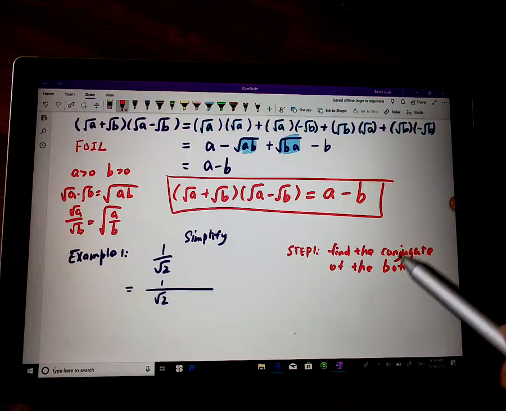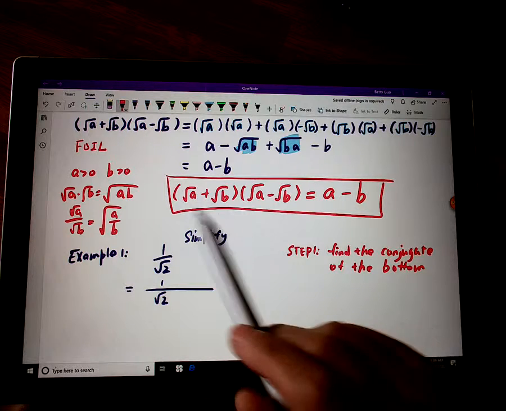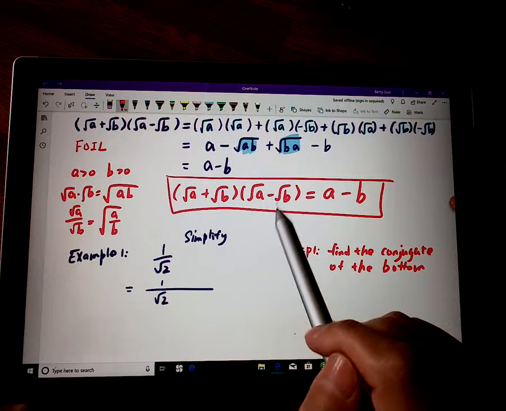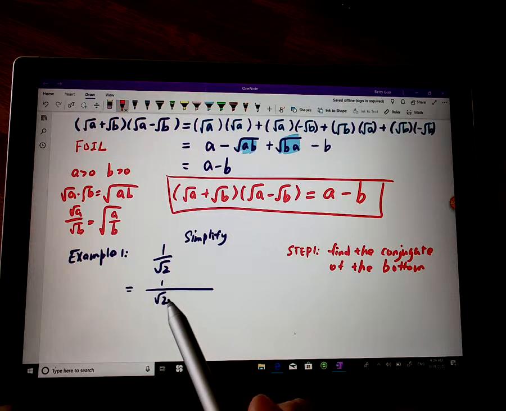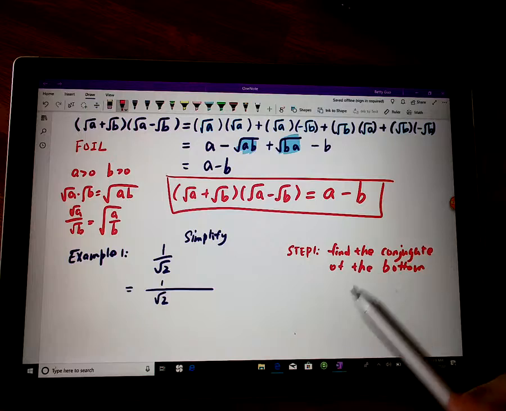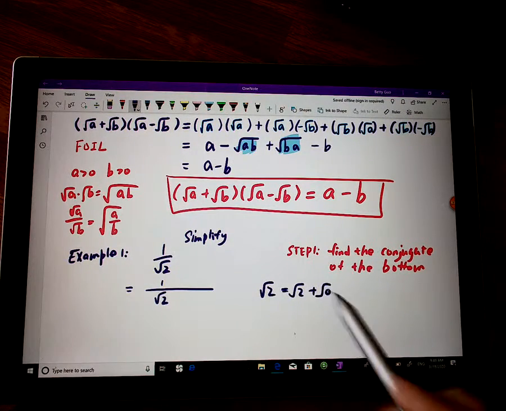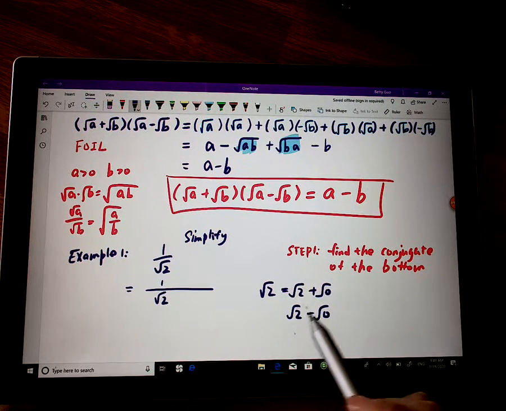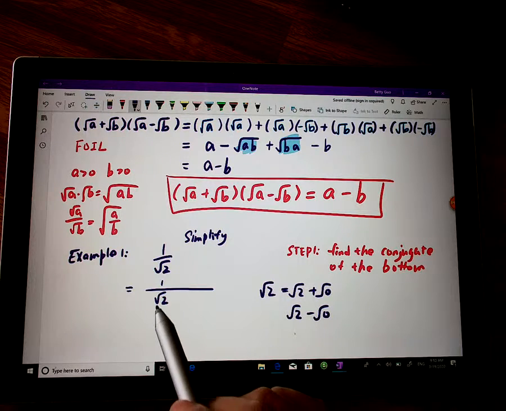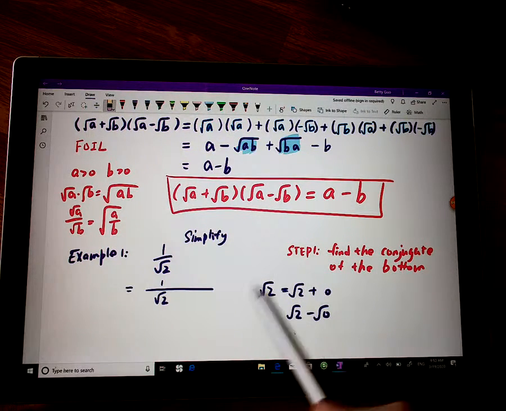Did we just cover the definition of the conjugate of a radical expression? Root a plus root b has conjugate root a minus root b. But look here, it looks different, right? The denominator is just root 2. There's only one radical. But what if you think about root 2 as root 2 plus root 0? Then the conjugate would be root 2 minus root 0, and it's still root 2, right? You might see it already: the conjugate of root 2 is itself.